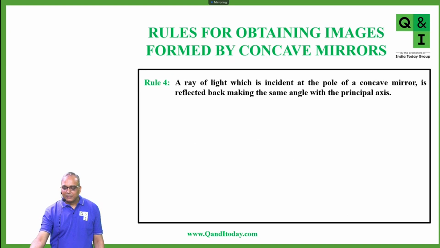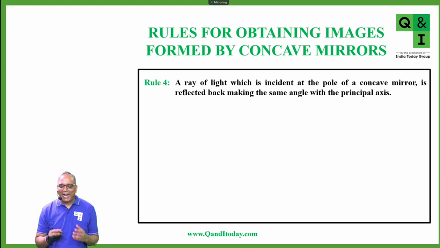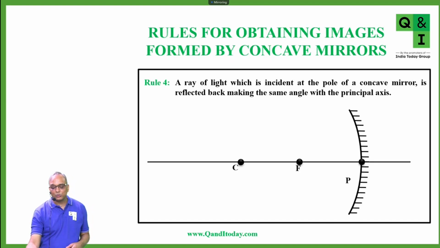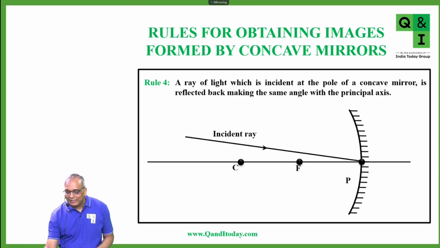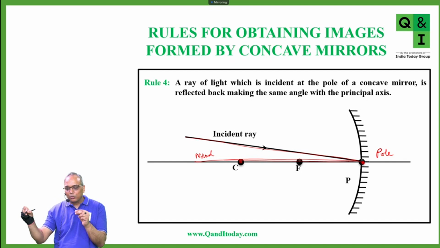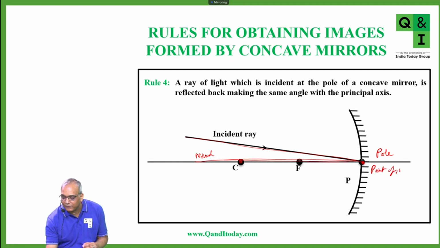Let's go ahead, students. Fourth rule. The fourth rule states that a ray of light which is incident at the pole of a concave mirror is reflected back, making the same angle with the principal axis. Why does that happen? We'll understand that also. If the incident ray hits the mirror at the pole, in this case, the principal axis is actually the normal here, because when we draw a line from the center of curvature to the point of incidence, in this case, the point of incidence is the pole itself.